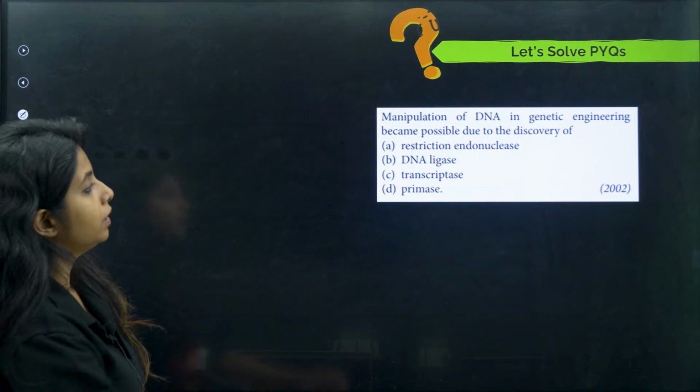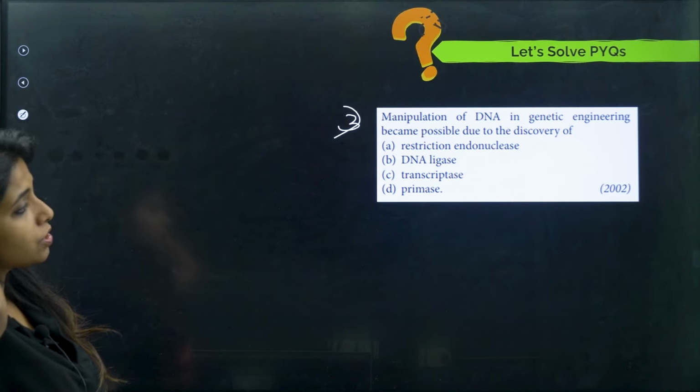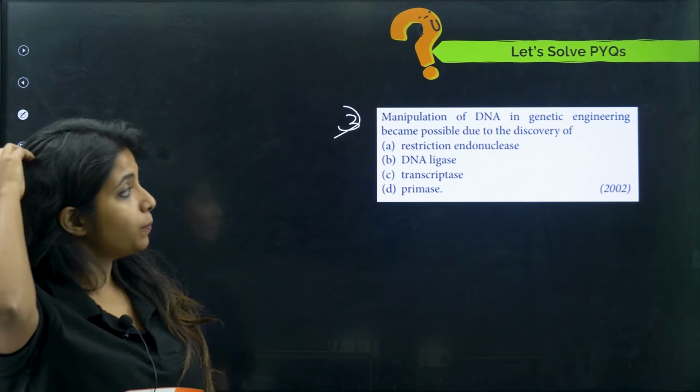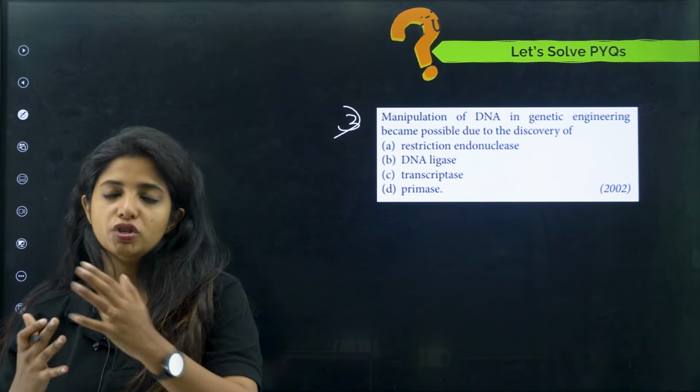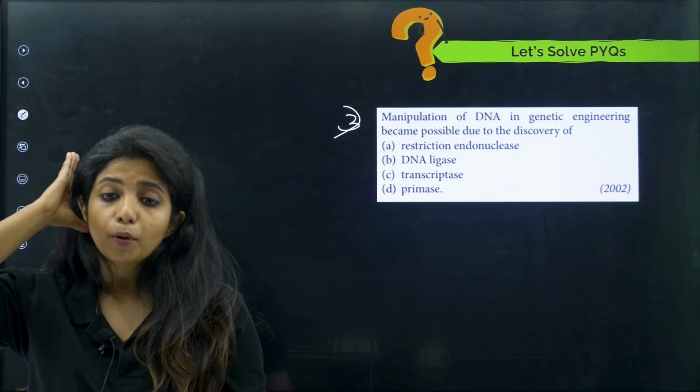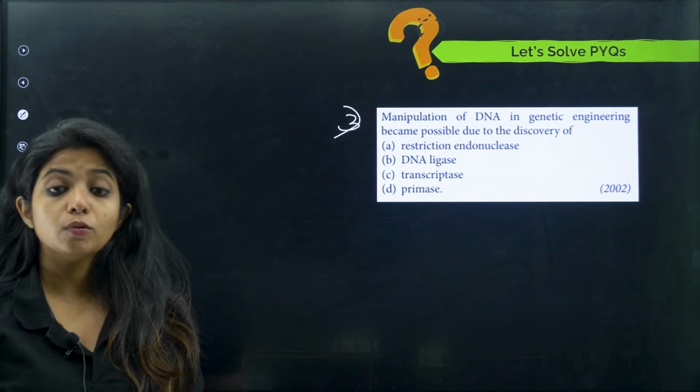Okay. Third, manipulation of DNA in genetic engineering became possible due to the discovery of what? Again. Manipulation of DNA, as in you want to change, you want to do something with your genes and things like that. It became possible when? What was discovered which made everything possible? This came in 2002.